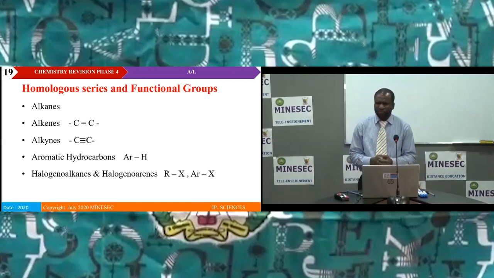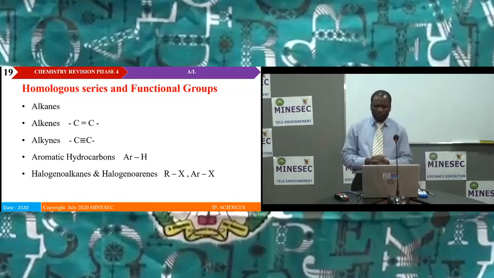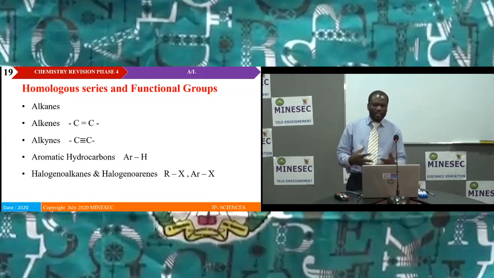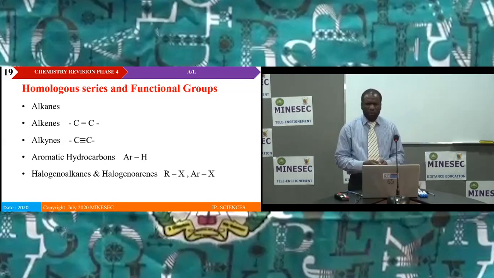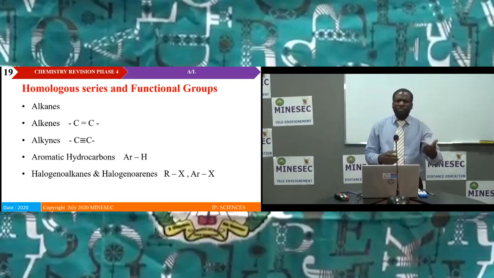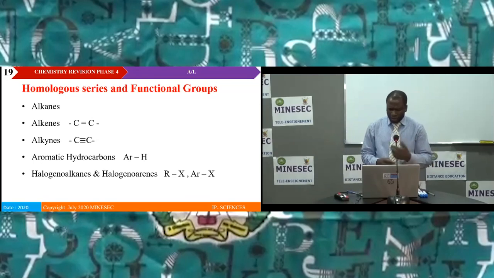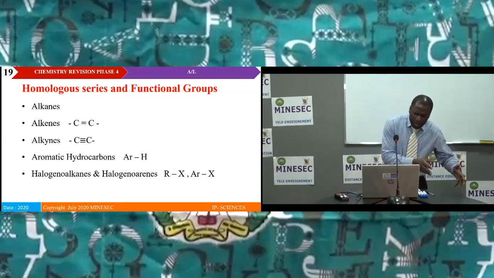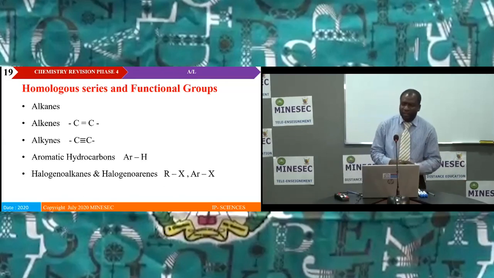We have alkanes. Alkanes are made up of carbon to carbon single bonds. We have alkenes that are characterized by the functional group carbon to carbon double bonds, alkynes characterized by the carbon-to-carbon triple bonds. And we have aromatic hydrocarbons, where we have the benzene ring that is made up of alternate double and single bonds. We have haloalkanes and halogenoarenes. That is alkyl organic halogen compounds. And the ones that contain the benzene ring are called halogenoarenes.